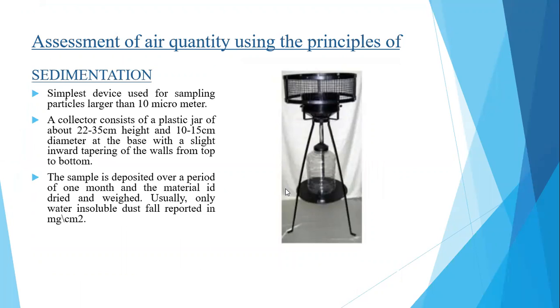Assessment of air quantity using the principle of sedimentation is the simplest device used for sampling particles larger than 10 micrometers. The collector consists of a plastic jar about 20 to 35 centimeters in height and 10 to 15 centimeters in diameter at the base, with a slight inward sloping of the walls from top to bottom. The sample is deposited over a period of 1 month, and the material is dried and weighed. Usually only water insoluble dustfall is reported, in mg per cubic centimeter.